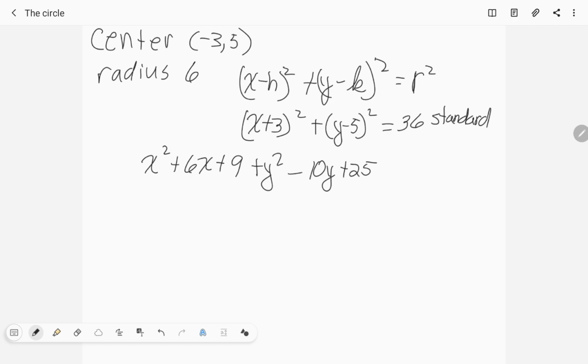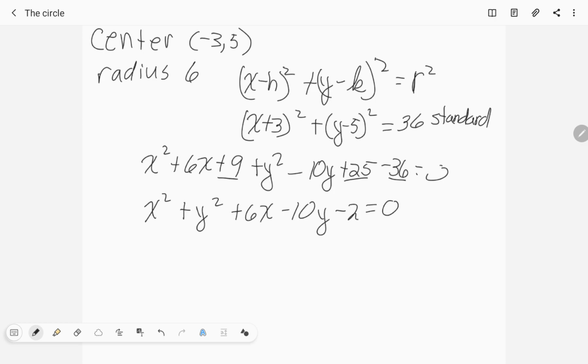Now, general form is always equal to 0, so I'm going to bring that 36 over to the side and subtract it. Then all I have to do is get everything combined and in order. It would go x squared plus y squared plus 6x minus 10y, and then I'll combine all my constants. 9 plus 25 is 34, and 34 take away 36 is minus 2, equal to 0. So now I have it in general form.